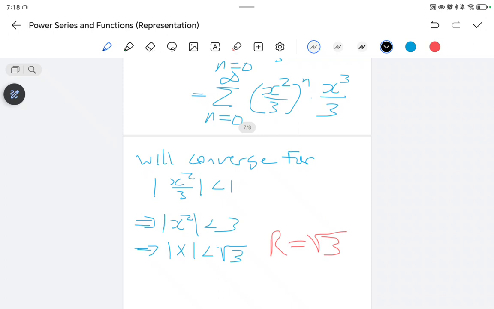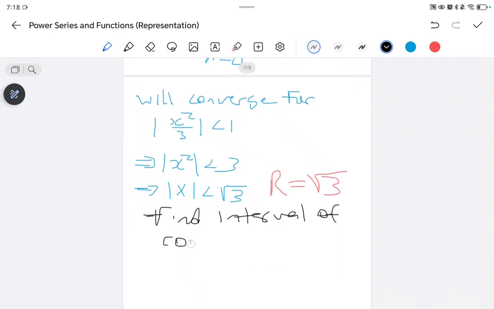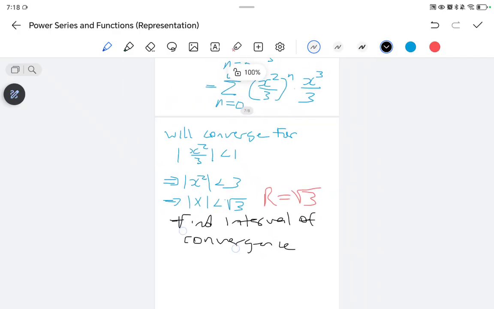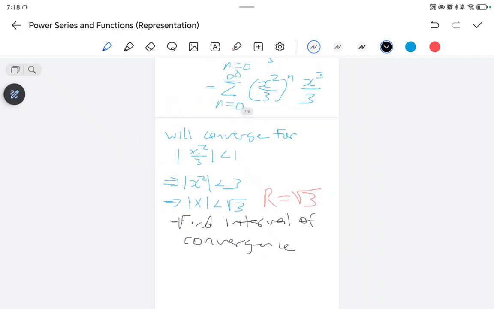Then we say find interval of convergence. So can we pass from here? We can, right? So I think I've given you enough problems to look at.